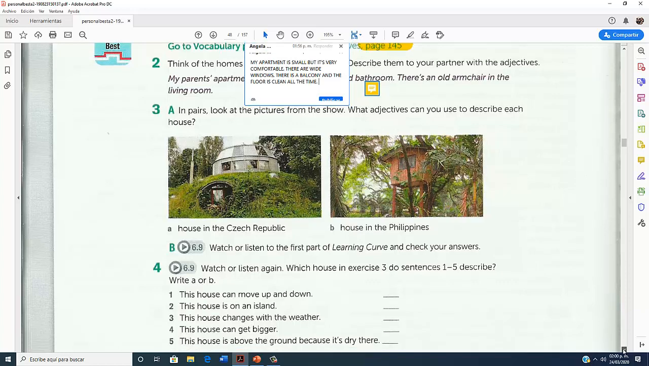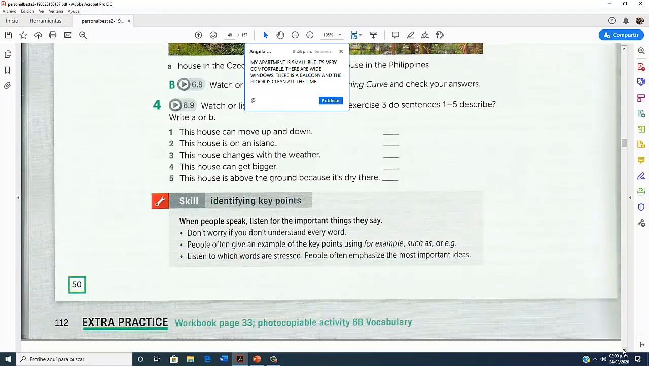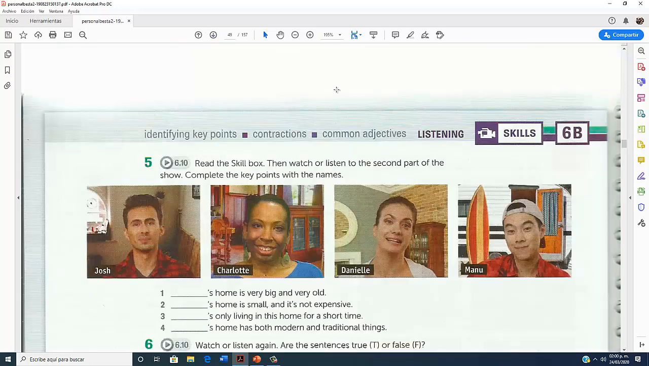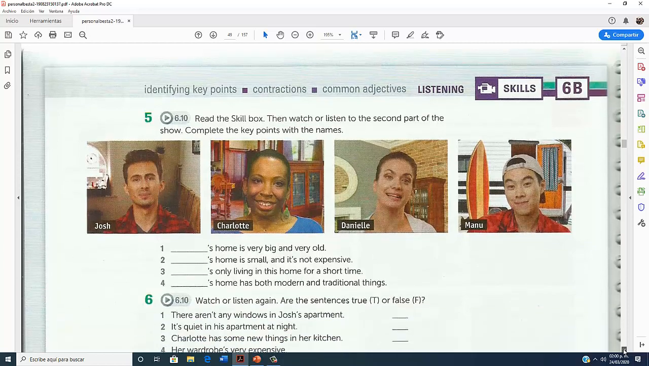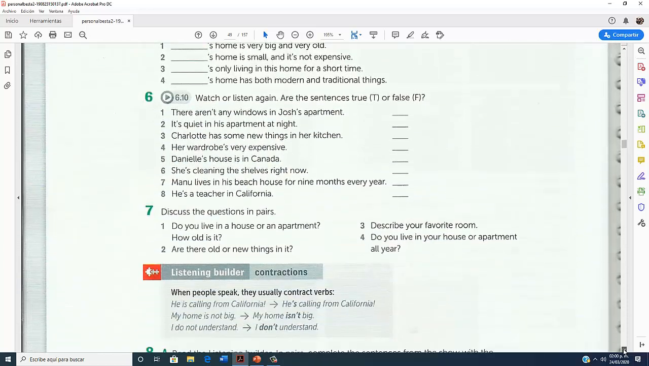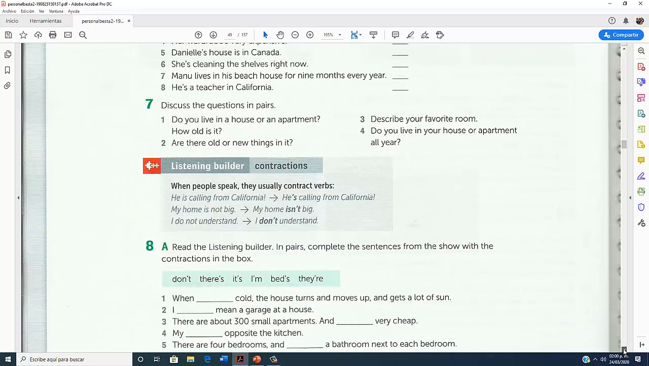Okay. Let me see here, identifying key points. Oh, well, those are some tips for listening. But unfortunately, we don't have listening. The only practice we have with listening is in the platform, and also here with me. So here in the second part, we have a listening activity. We're not going to stop there.